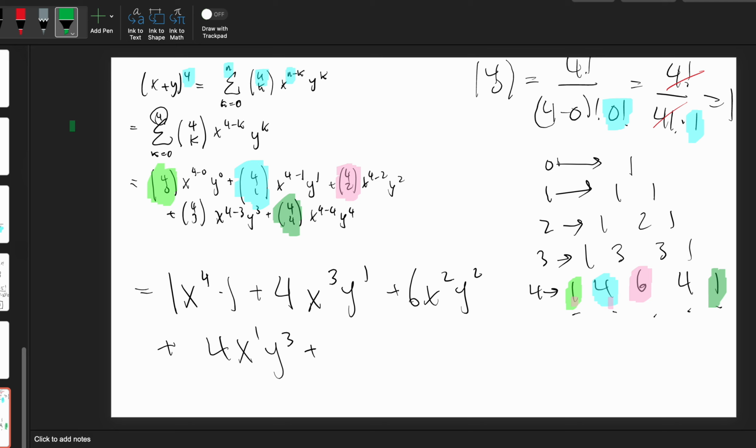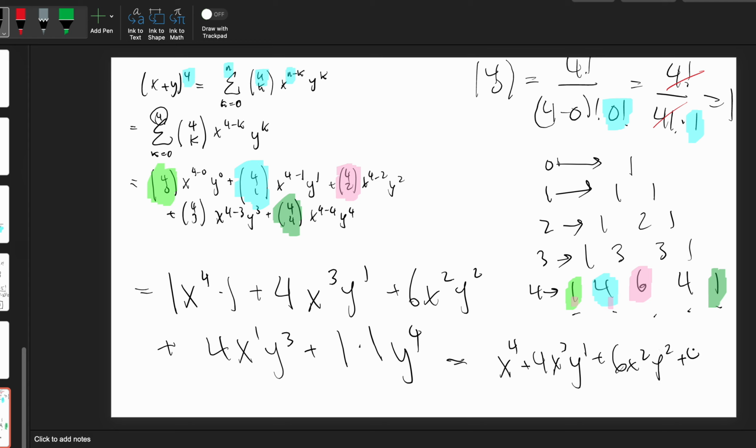It's going to be 1. So that's going to be 1, x to the 4 minus 4 is x to the 0, which is 1, y to the 4. Okay. So if you want to simplify this out, this is going to be x to the 4th plus 4x cubed y to the 1st plus 6x squared y squared plus 4x y cubed plus y to the 4th. That would be the answer.